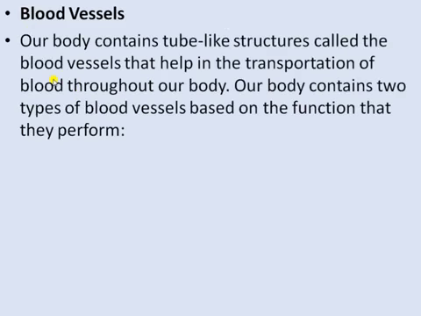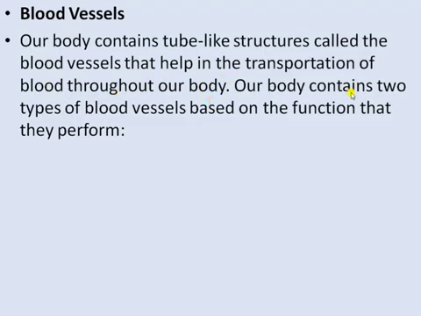Moving on to the next topic, that is blood vessels. The circulatory system in human beings is a specialized system, as you already know, and the following components are the blood vessels. Now we are starting with the blood vessels. There are three types of blood vessels in the body: arteries, veins and capillaries. Our body contains tube-like structures called blood vessels that help in the transportation of blood throughout our body.